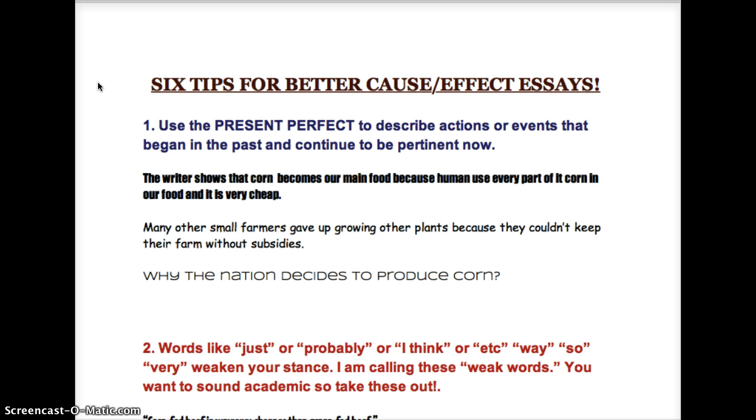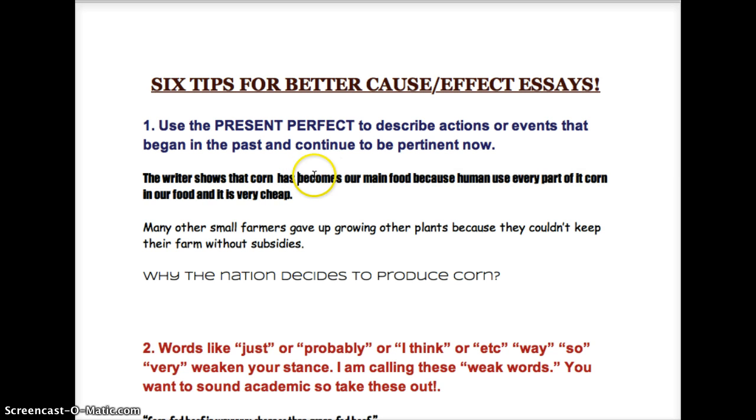So the first thing I want to mention, this was an error I found in almost everybody's essay, was the misuse of present perfect. Because we're talking about an issue that began in the past and continues to be important now, you need to use the present perfect. Let me give you an example. Here in this sentence, the writer shows that corn becomes our main food. Corn isn't becoming presently our main food.